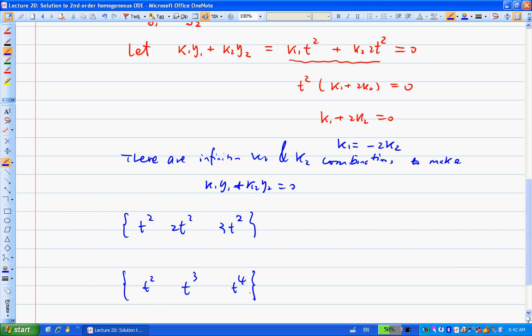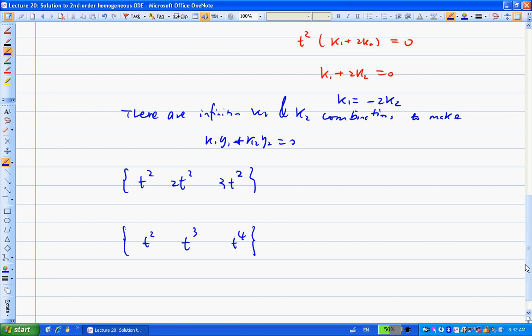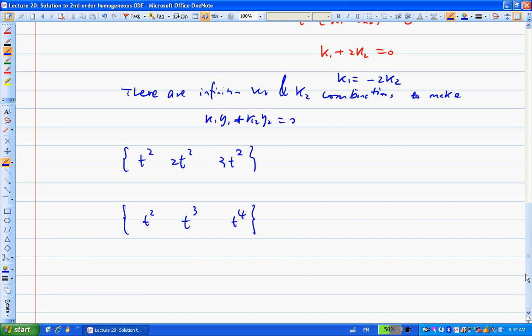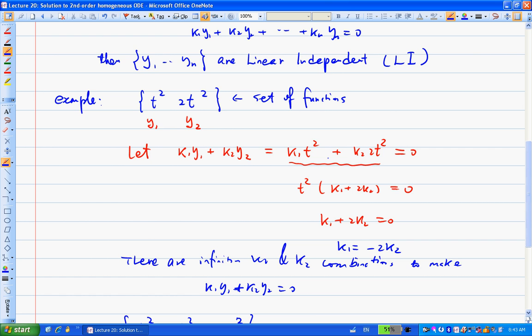Okay, so this is just by purely looking, right? But usually what you need to do is go over these procedures here. So let's take a look at another example. Let's look at this one here. I want to see if they're linearly independent or linearly dependent. I'll go over the typical procedures like I just did.